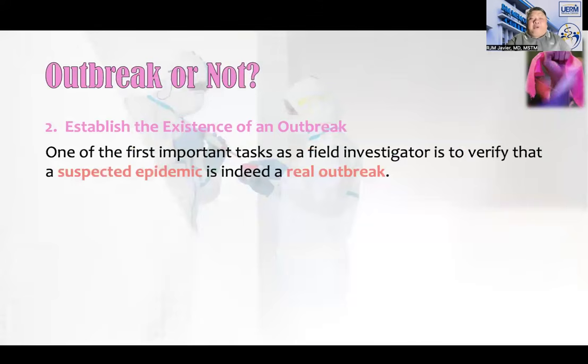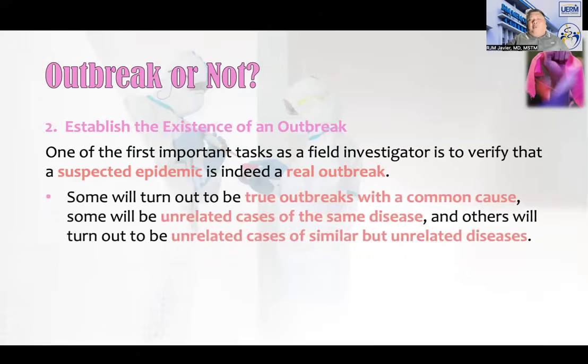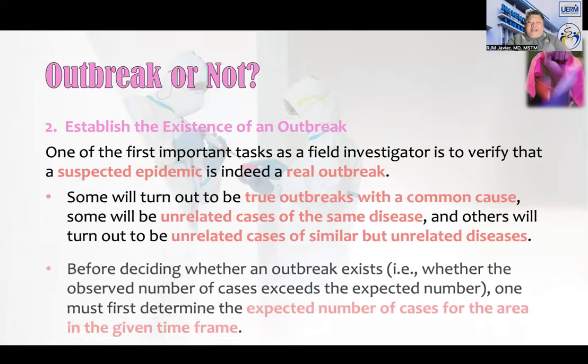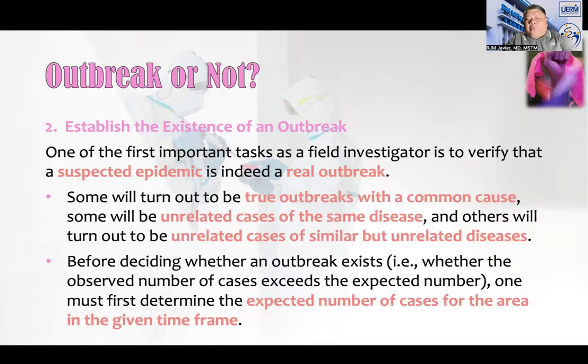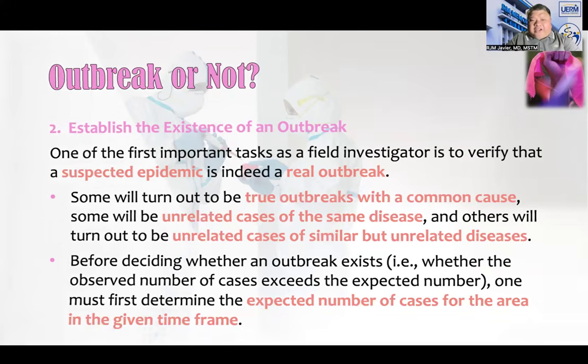Then you have to determine whether or not this is indeed an outbreak. Sometimes there could be a suspected outbreak, but it is not real. So, how will we know what is real or what is not real? Some will turn out to be true outbreaks with a common cause. Some will be unrelated cases of the same disease, and others will turn out to be unrelated cases of similar but unrelated diseases. Before deciding whether an outbreak truly exists, one must first determine the expected number of cases for the area in the given time frame.